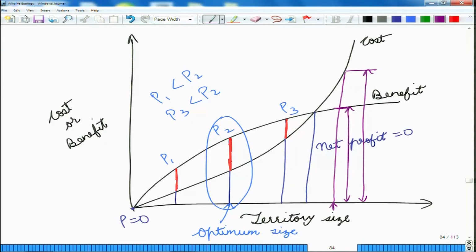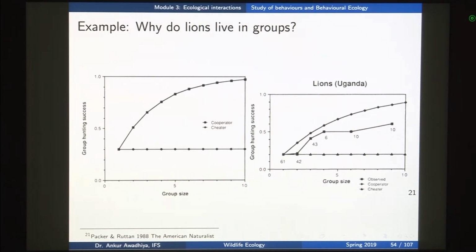So, by doing such an analysis we can compute or try to understand why certain behaviors are preferred by animals and why certain behaviors are not preferred by the animals. Now, we will look at another example. This example is about why carnivores live in groups.